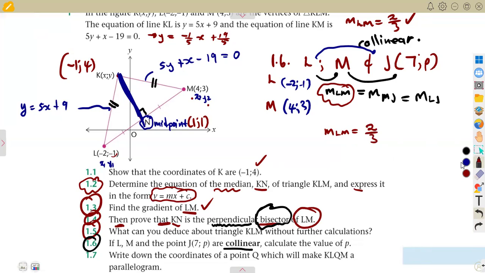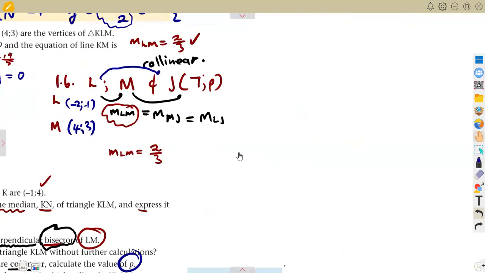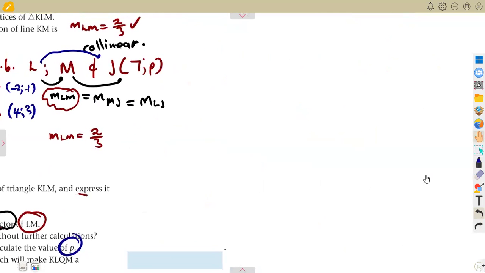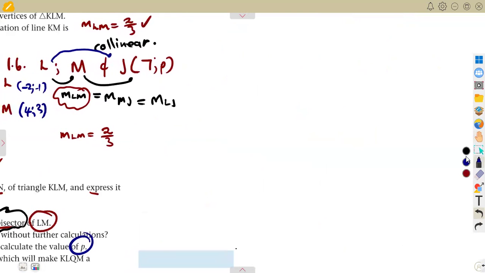So what we need there, in order for us to have the value of P, is to use the point J, which has got P. That's where P is. P is on the point J. So you're going to take any part that you want. Is it M and J? Is it L and J? It's up to you. So in this case, I'm going to use M and J to find what?